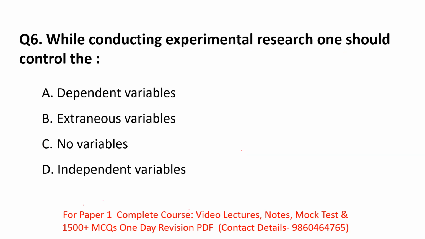Next. While conducting experimental research, one should control the. In this question they are asking us, while performing experimental research, which variable should we control? Remember, you have to know the reason behind experimental research. Experimental research provides us the relation between the independent and the dependent variable, how the independent variable affects the dependent variable.